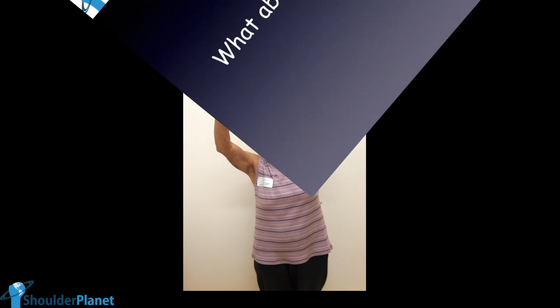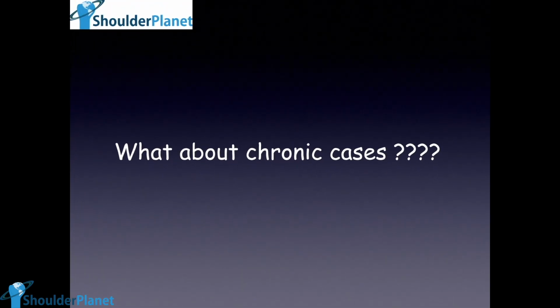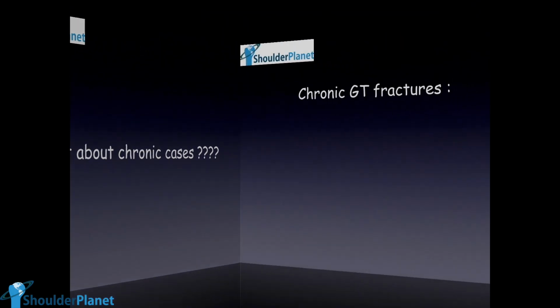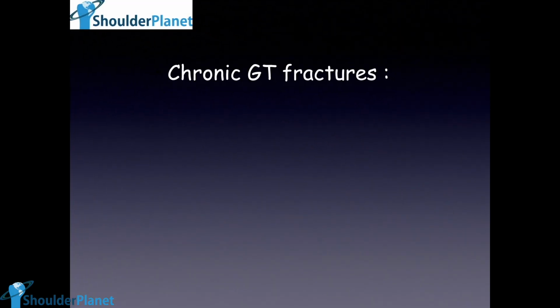But this is the last part of my presentation, which is how can things get complicated? What about chronic cases? This is very important for the juniors. Chronic greater tuberosity fractures may lead to subacromial impingement. Many times they do. They lead to a lot of pain.